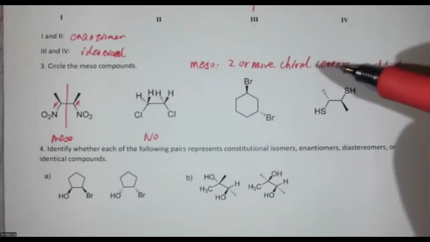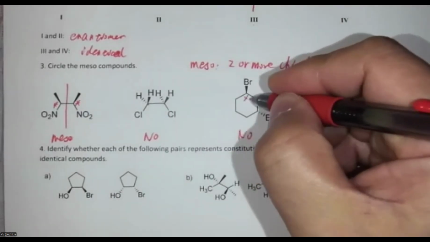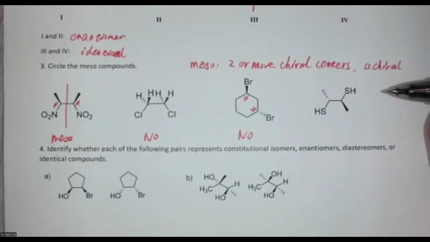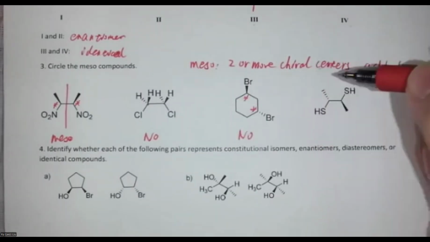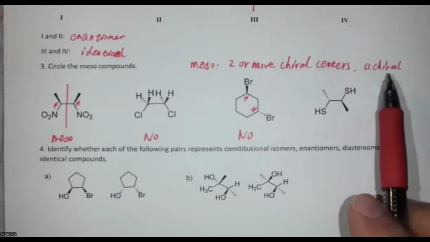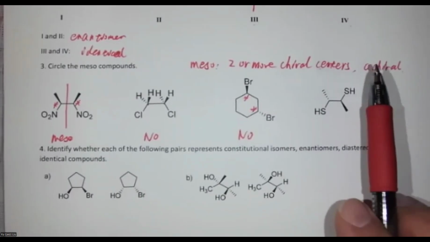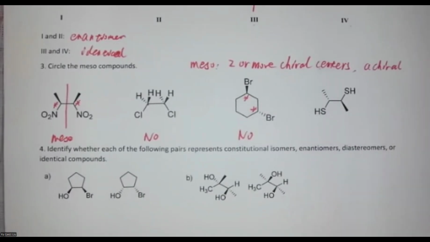All right, so no is the right answer. Although this compound has two chiral centers, there's no symmetry plane, so you cannot cut through here. That means the whole molecule is actually chiral. Chiral cannot meet the second condition. So it's a chiral molecule, not a meso compound. A meso compound is achiral.